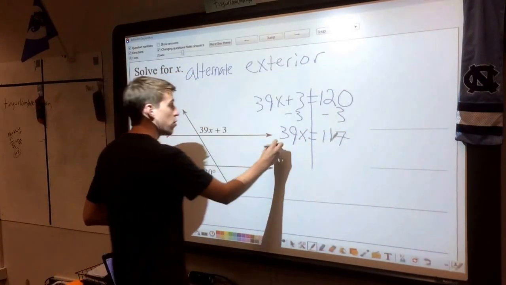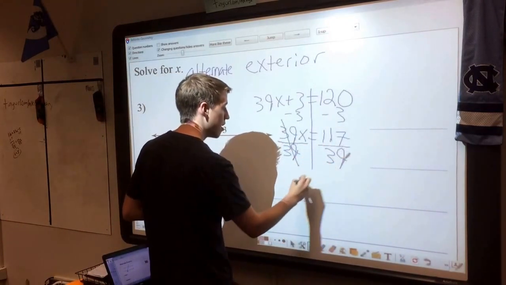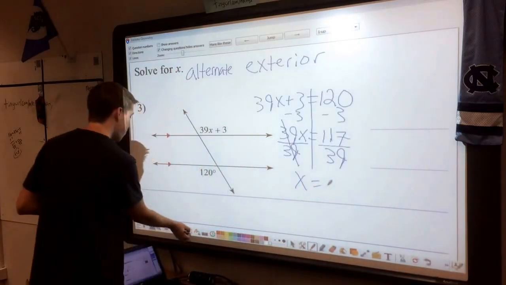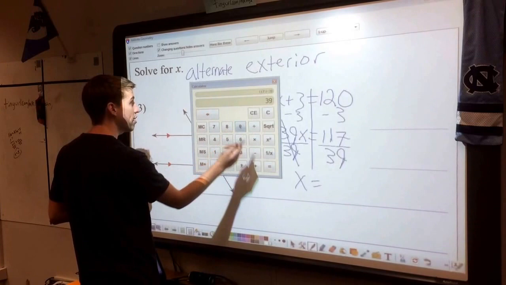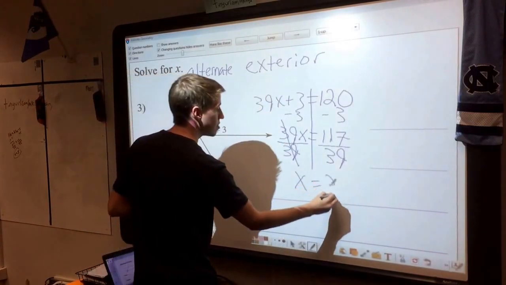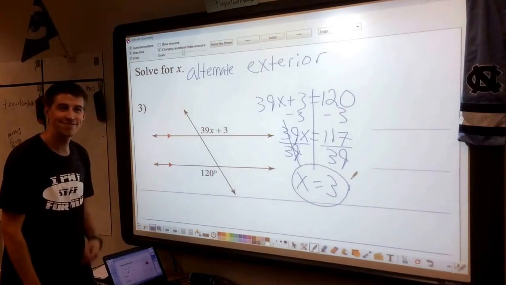Finally, we will need to divide by 39. Divide by 39. And x is going to equal 117 divided by 39, which will give us our answer: x is equal to 3.